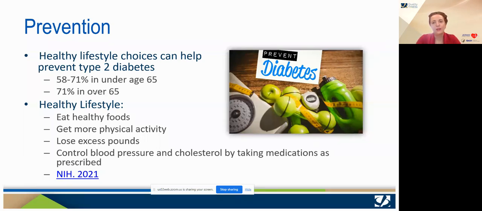So healthy lifestyle, right? We know these things. Eat healthy foods, be physically active, lose weight, take medications as prescribed. Those types of things have an active effect on patients that are falling into that pre-diabetes range. So we really want to focus on prevention. And today we're going to be talking to you more about the National Diabetes Prevention Program and how that program addresses these factors.